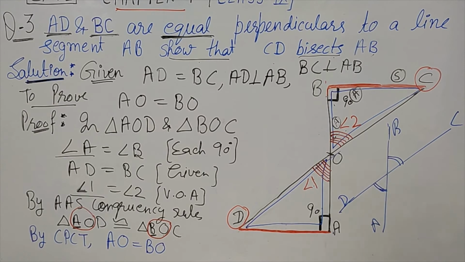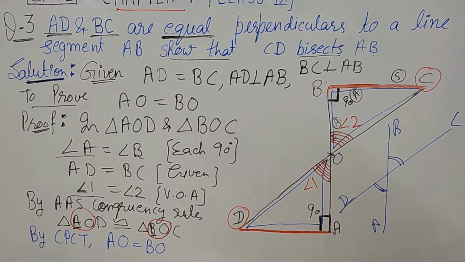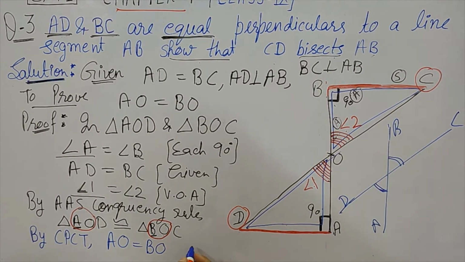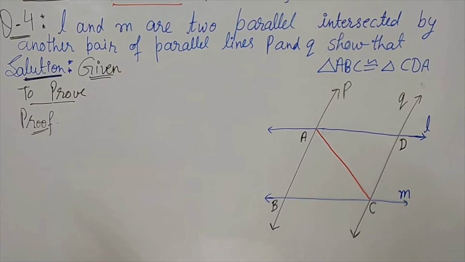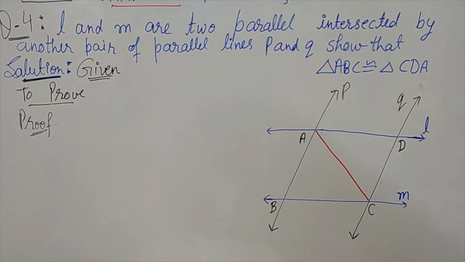So let us write the same thing. By CPCT, AO is equal to BO, and it is proved. Let us understand question number 4 also. So let us see what is given here.